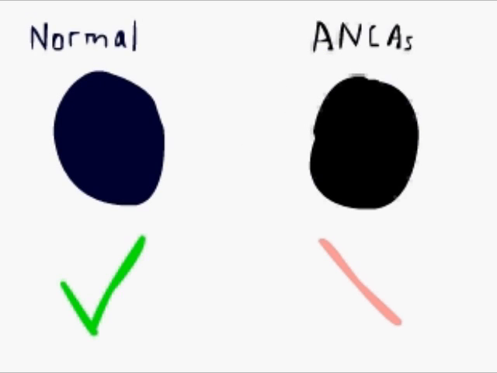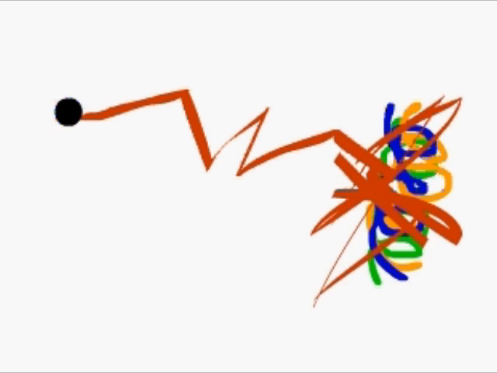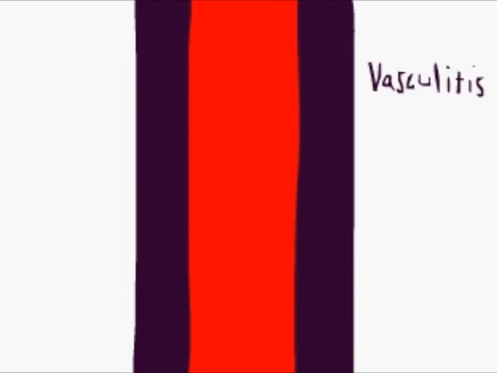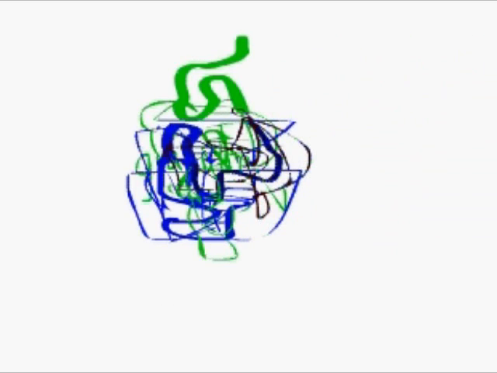And unlike normal antibodies, these target harmless proteins produced by the body. The major target for ANCAs is the protein known as proteinase 3, which is a serine protease enzyme found in white blood cells. The release of this enzyme results in the acute inflammation of blood vessels known as vasculitis, which it achieves by inactivating anti-inflammatory granulin.